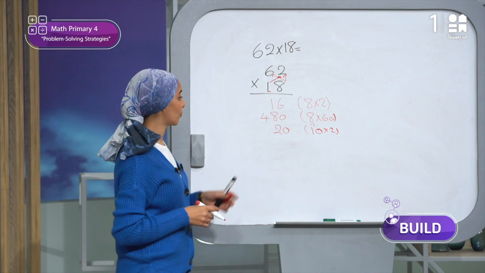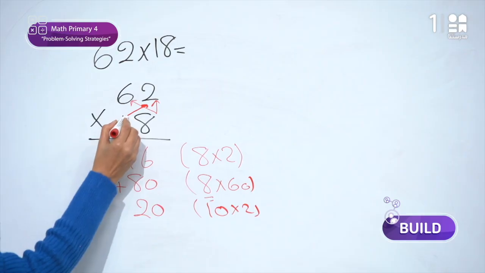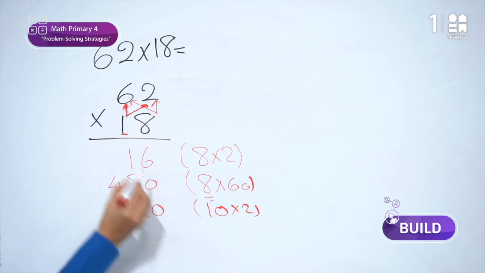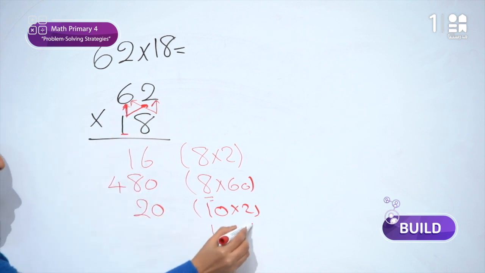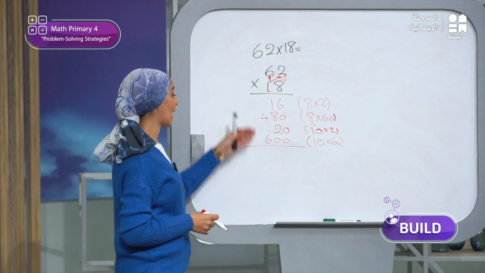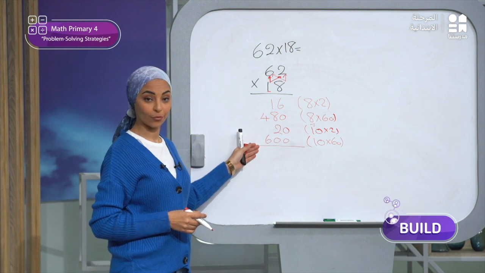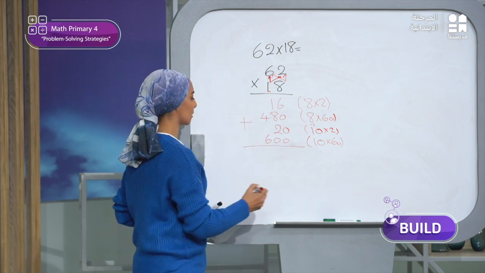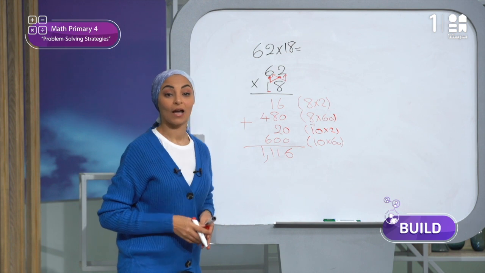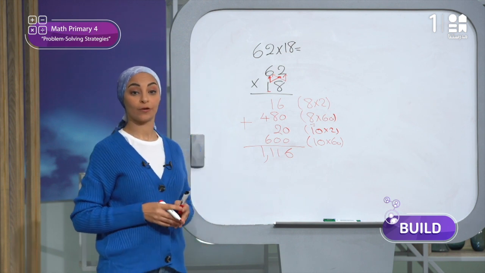And the last number, what should I do? I'll multiply 10 times 60. Why? Because both of them are tens. So 10 times 60 equals 600. Then what should I do? I will add all these numbers. So the answer will be, as you see here, 1160.